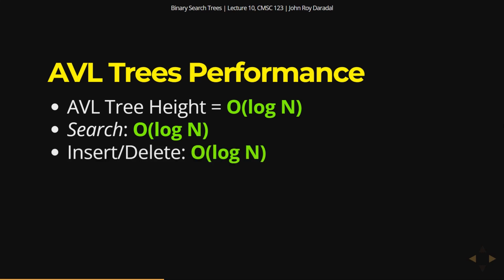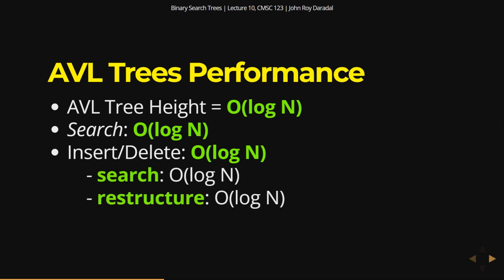And insert and delete would also run in O of log n because you can do the search in O of log n, and then the restructures will also run in O of log n because you can just do that at the worst case from the bottom level to the root of the tree, right? So O of log n search and then O of log n restructure. So if you add those two together, that's still O of log n. Okay, so that is the idea for AVL trees.